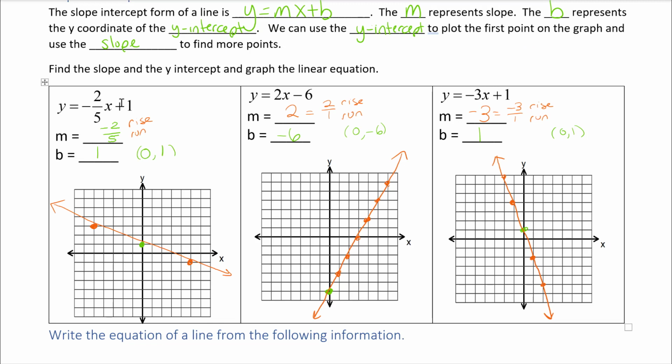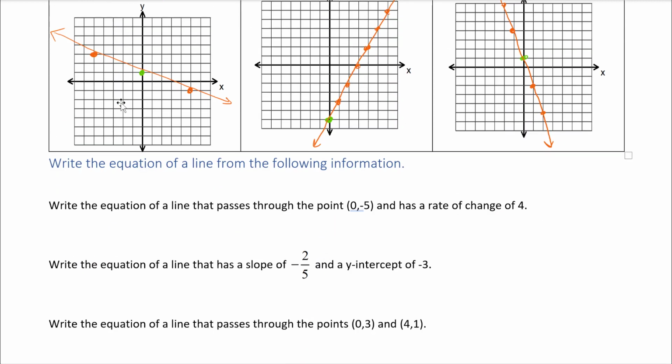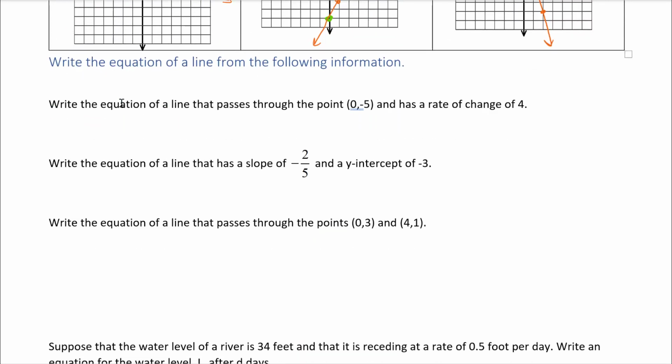Next, I'm going to give you some information, and I want you to write the equation in slope-intercept form. Now remember, the slope-intercept form, I'm going to remind you, is y equals mx plus b. So we're going to read the information and see if we can find m and b from the information. That's what we're looking for.